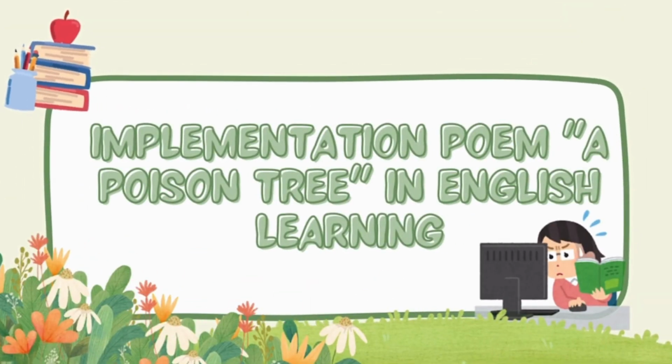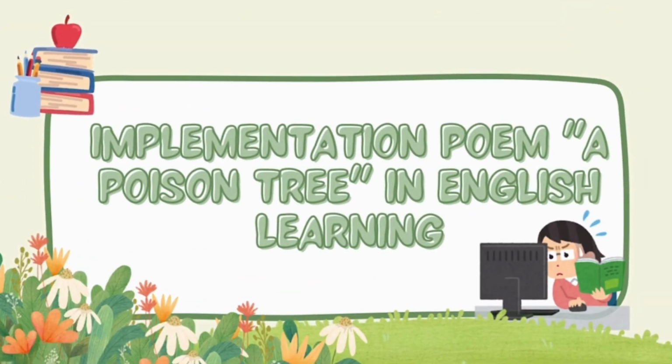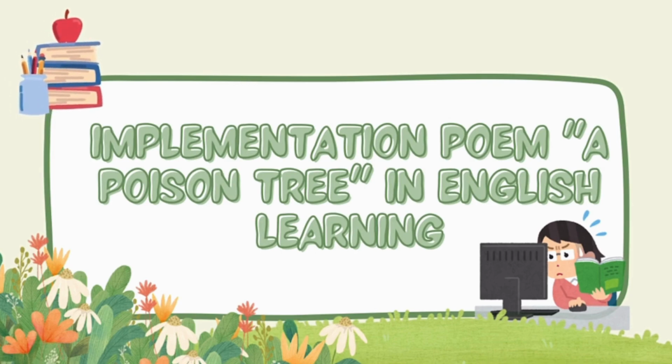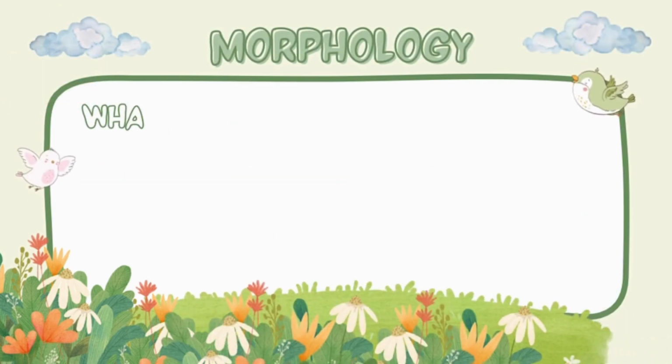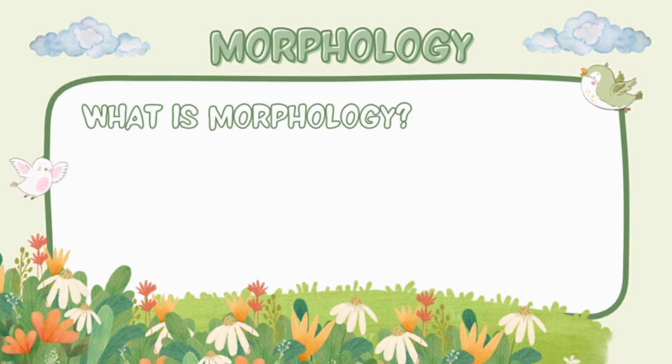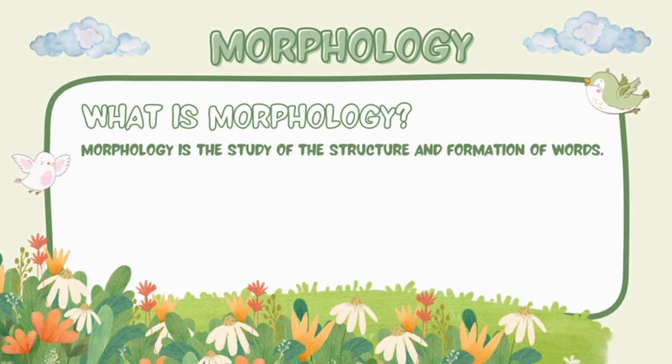Now, let's try implementing the poem A Poison Tree in English learning with morphology and pragmatics. So, what is morphology? Morphology is the study of the structure and formation of words. It focuses on how words are built from smaller units called morphemes, the smallest units of meaning or grammatical function in a language. So there are types of morphemes.